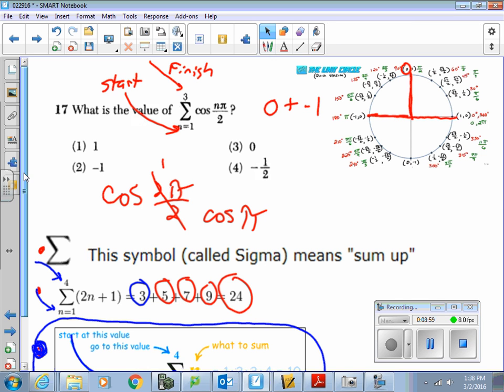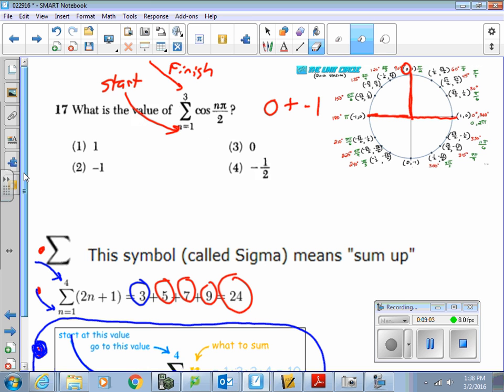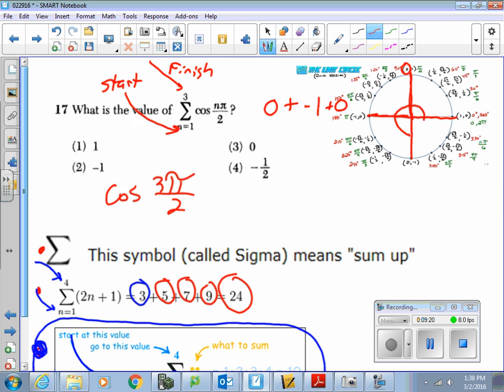Now we're going to do the cosine of 3 pi over 2, because we're going to plug in 3. So cosine 3 pi over 2, that's coming down here. So we went to 90, 180, now we're down here. And our x value is 0, so plus 0. So what's 0 plus -1 plus 0? That is -1.